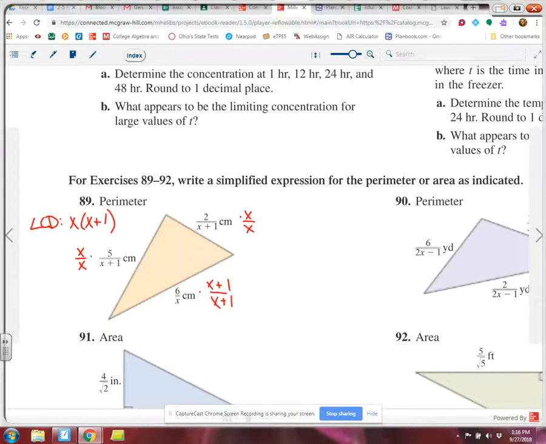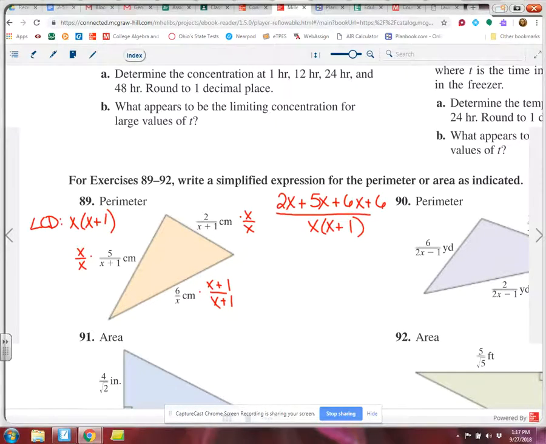I think I'm going to start up there in the upper right, and then I'm going to work my way around counterclockwise. So that'll be 2x for that upper right. This will be 5x over here on the left. And here I'm going to distribute this 6. It'll be 6x plus 6. And that's all over my LCD. How is that for everybody? Any questions at all?